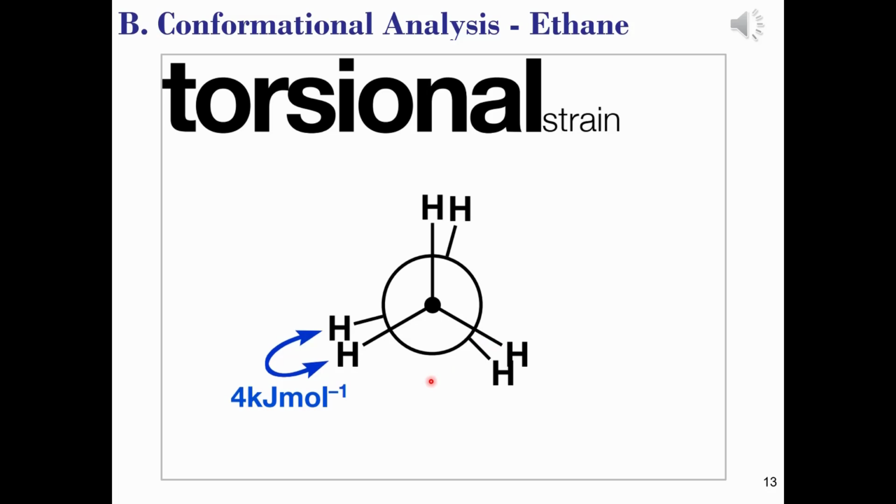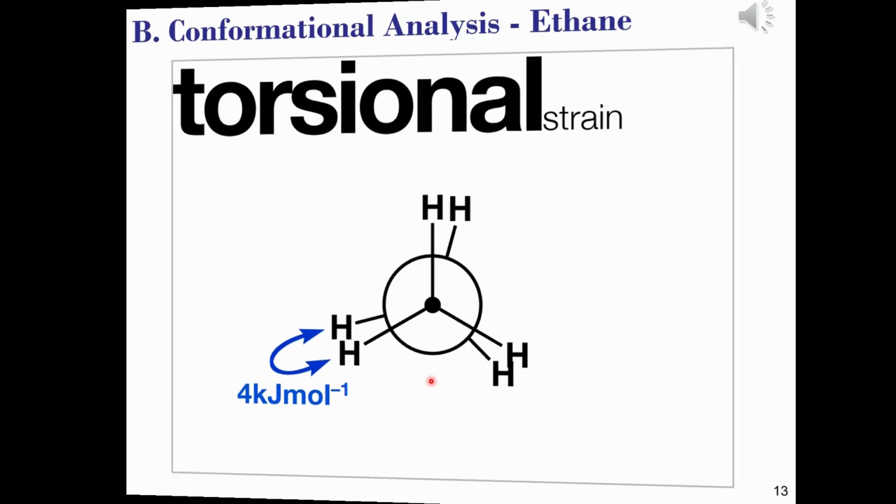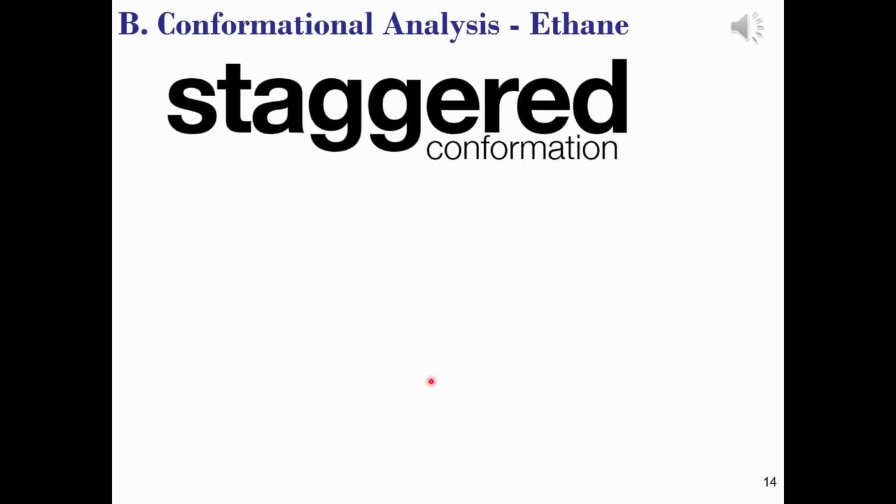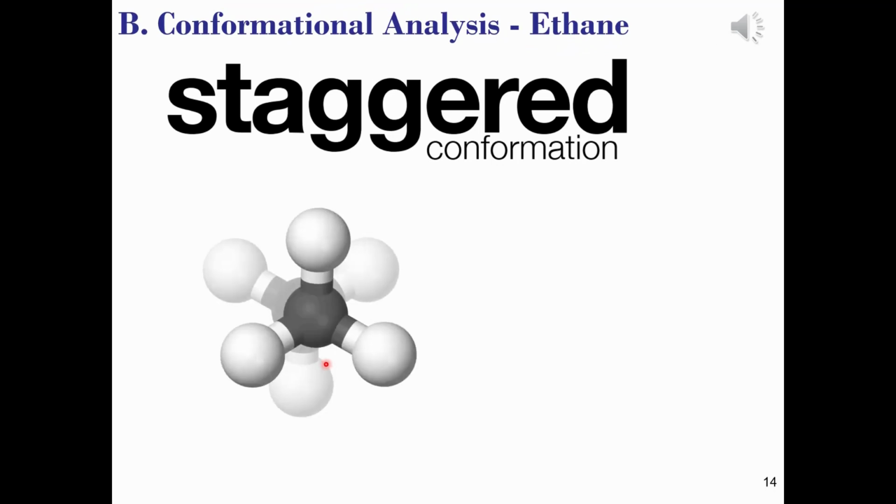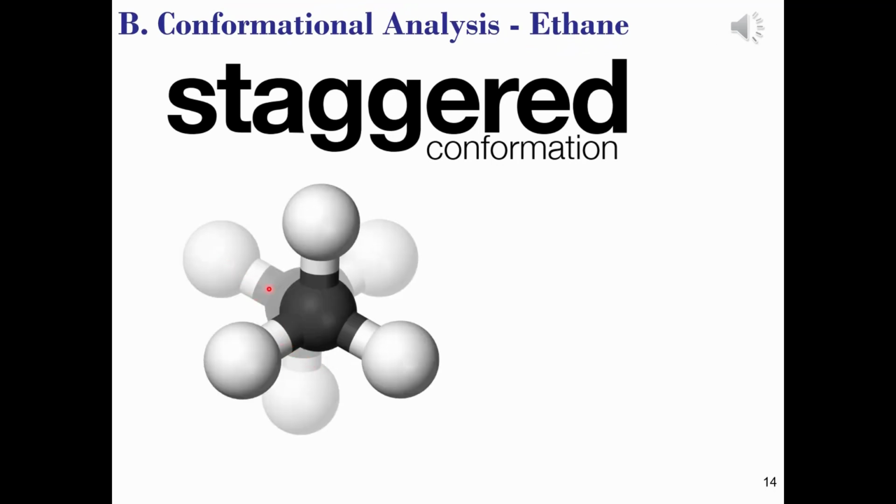Let's now take a look at the more stable conformation and what that's called. The other much more stable conformation is known as a staggered conformation, and this places all of those electron clouds as far away from each other as possible.